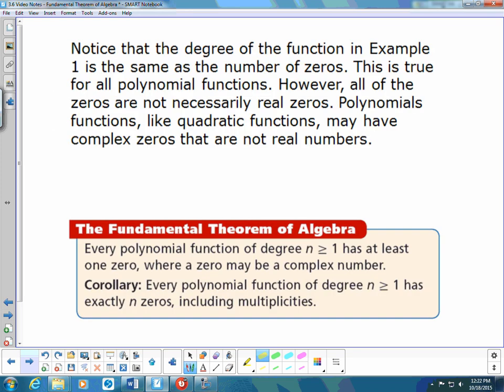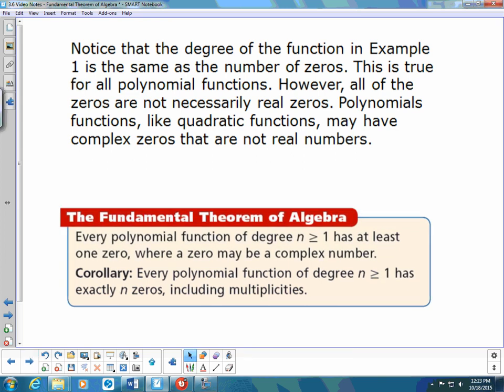So again, this will be true for all polynomial functions. However, not all of our zeros will be real zeros. We know from section 2.6 sometimes we can have imaginary zeros. So polynomial functions, of which quadratic functions are an example, could have complex zeros that are not real numbers.